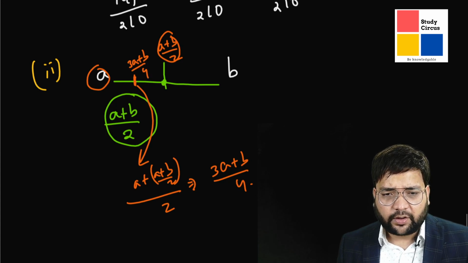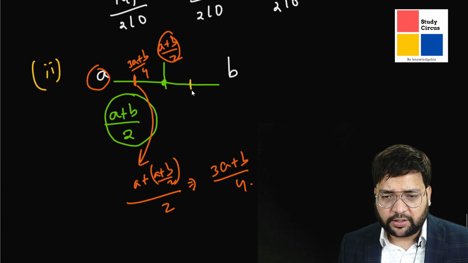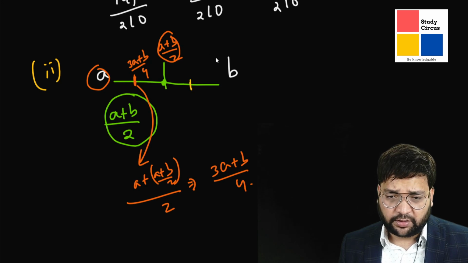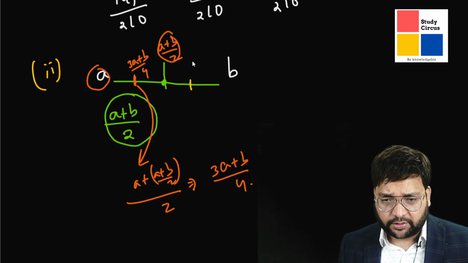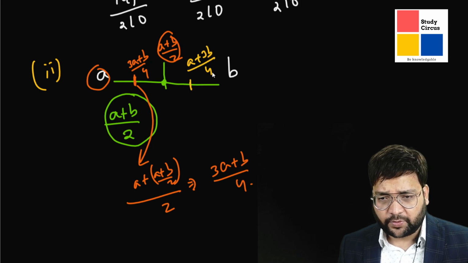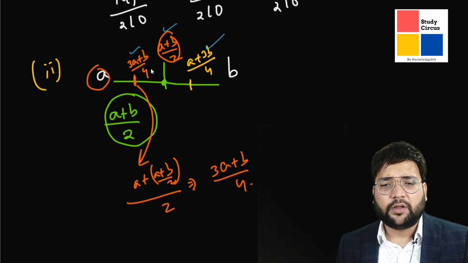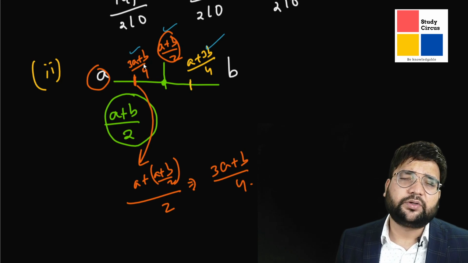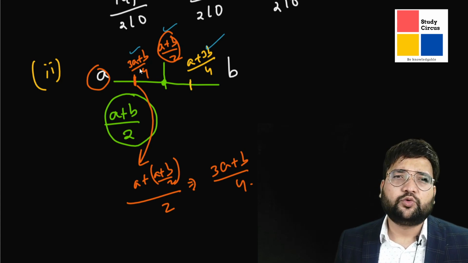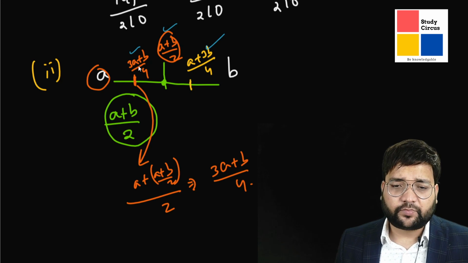Similarly, I can write this number in between a plus b by 2 and b. This is going to be likewise a plus 3b upon 4. So these three numbers, given a and b, I wrote the three numbers in between the two given numbers. Okay, fine.